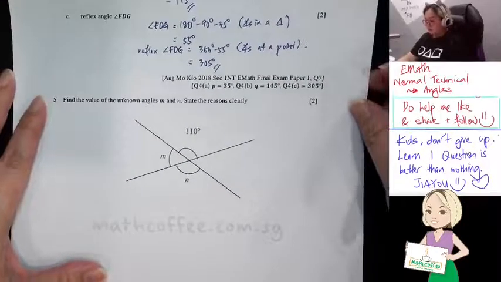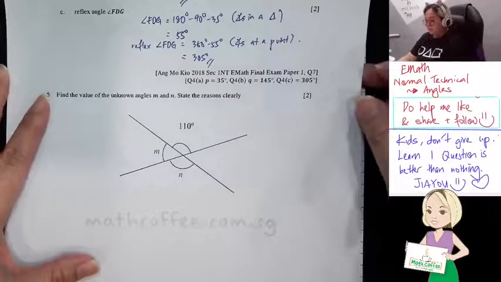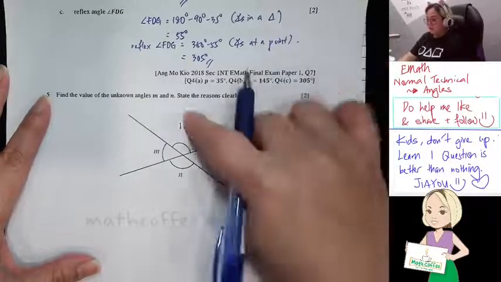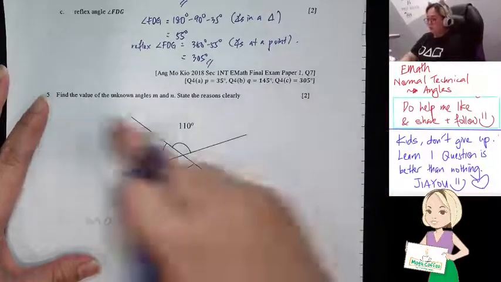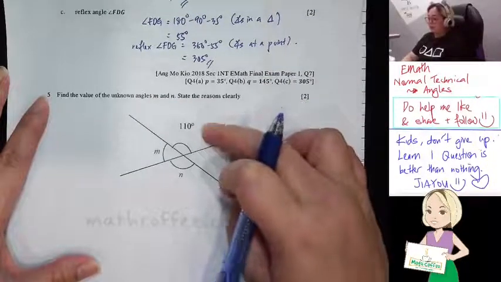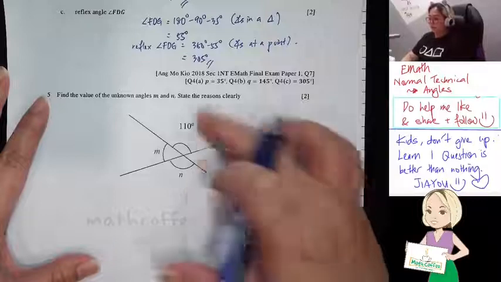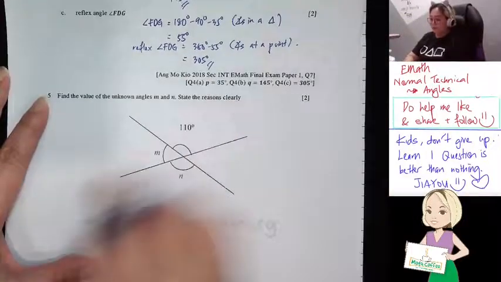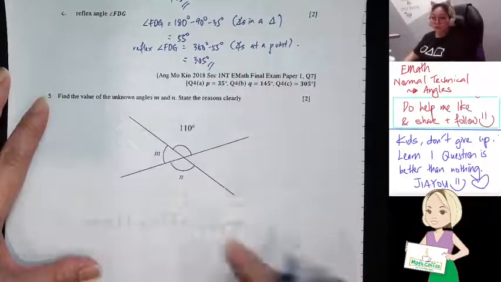Okay. Let's see. This should be easy. Always work from what you have. I look at the question, nothing for me to convert. The only angle I have is 110. So we can find our n first, because I straight away can see a cross. Whenever you see a cross, two straight lines cross together.